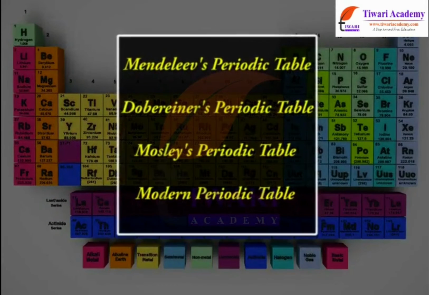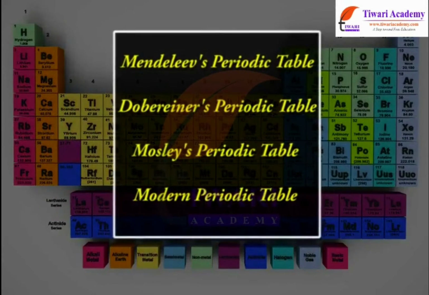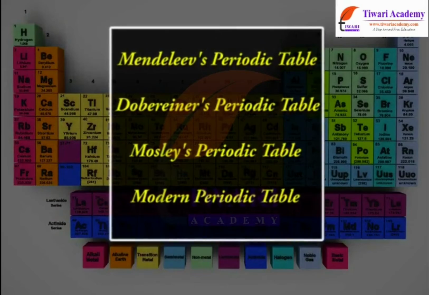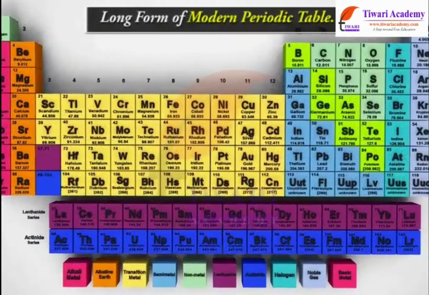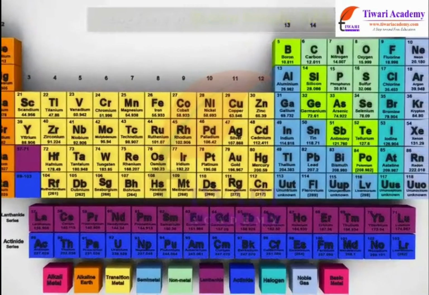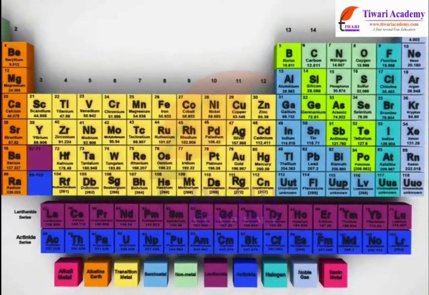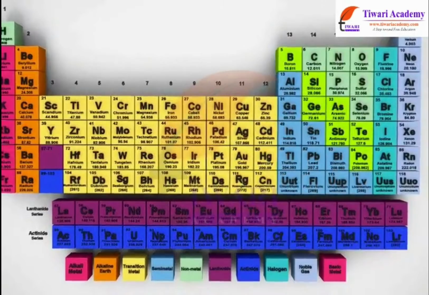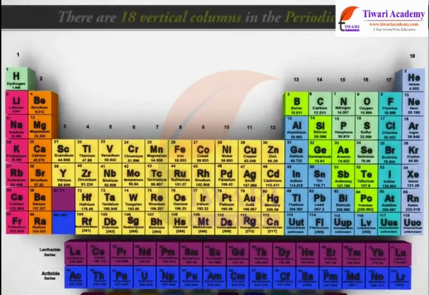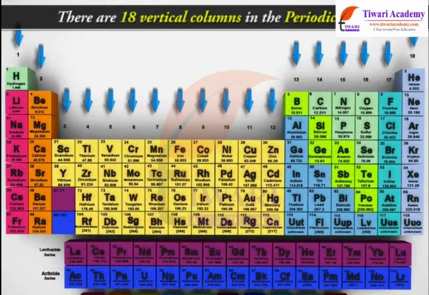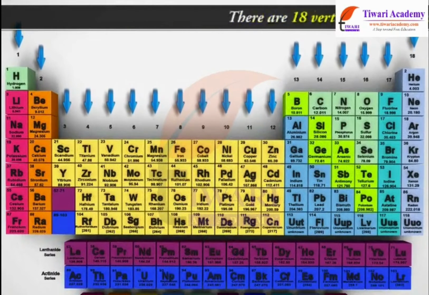Many versions of this periodic table are in use, but the one which is most commonly used is the long form of the modern periodic table. Now let us learn the main features of this periodic table. There are 18 vertical columns in the periodic table. Each column is called a group.